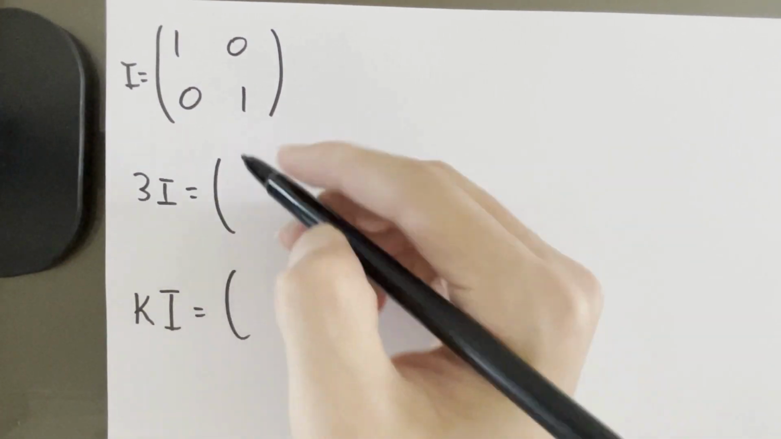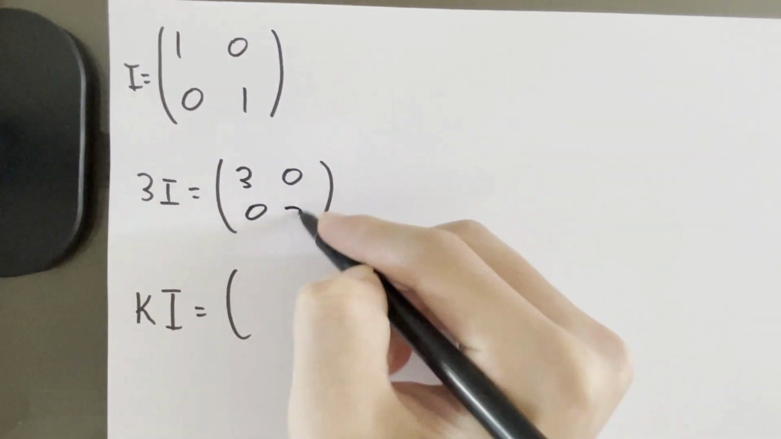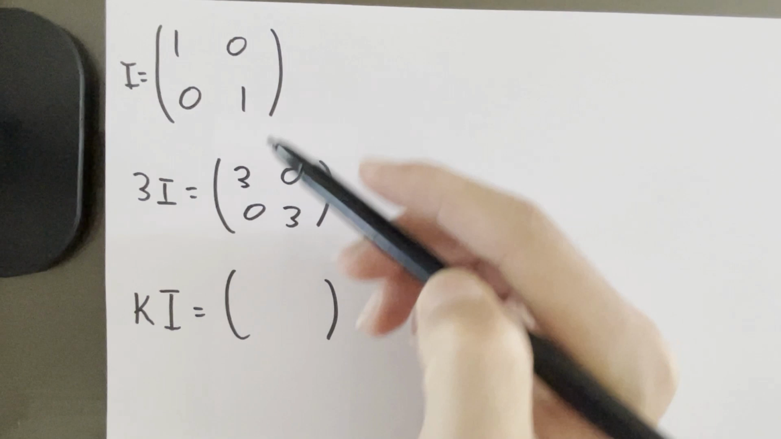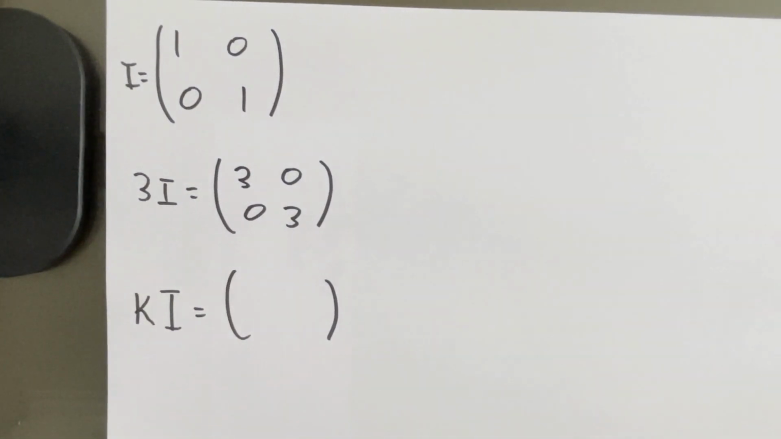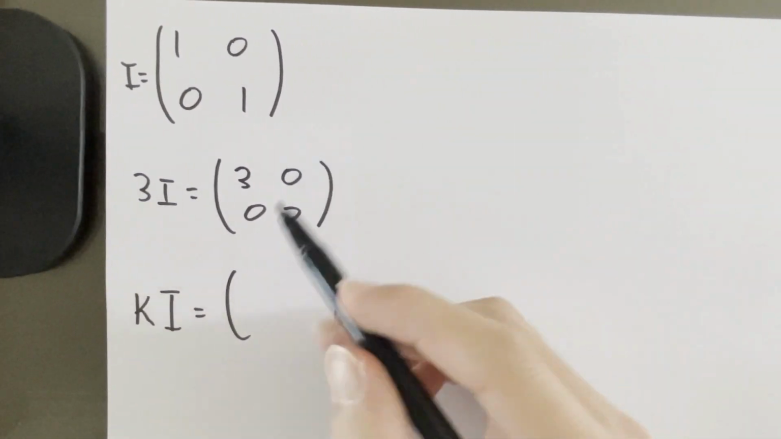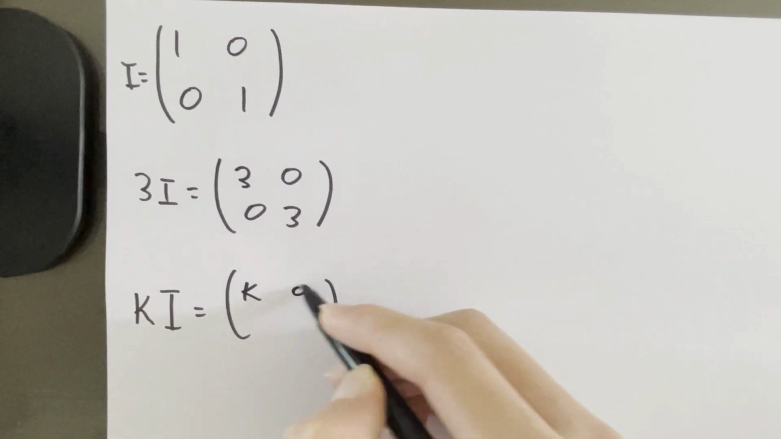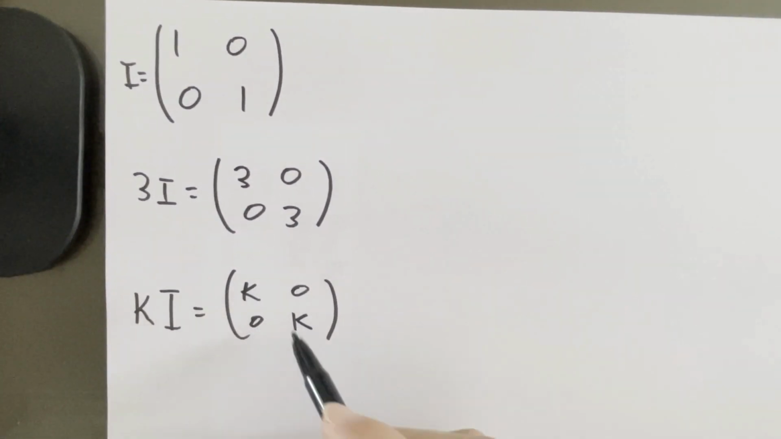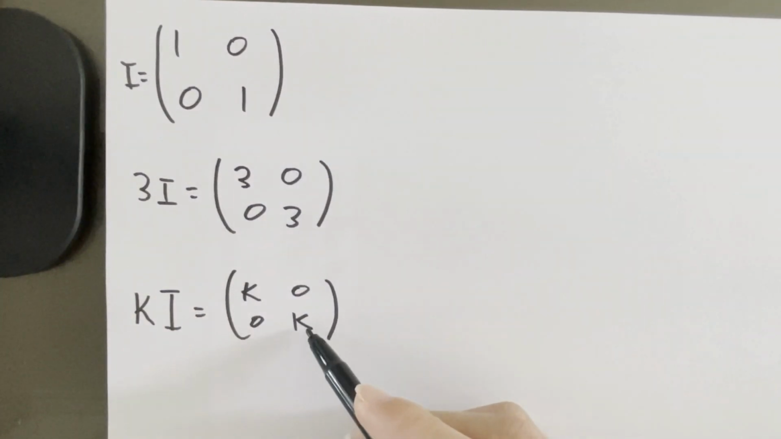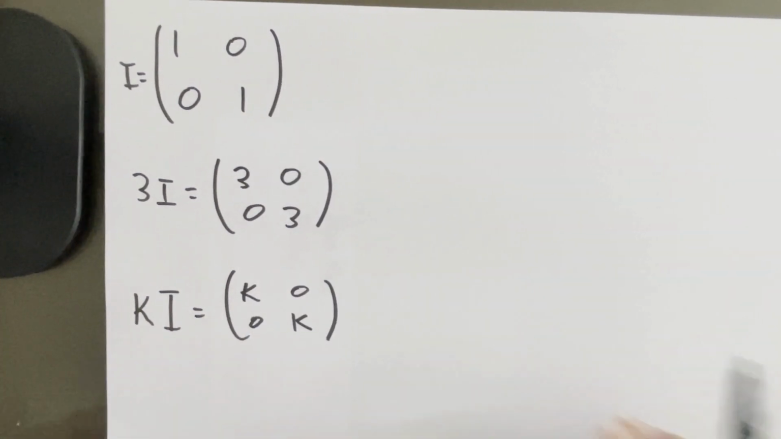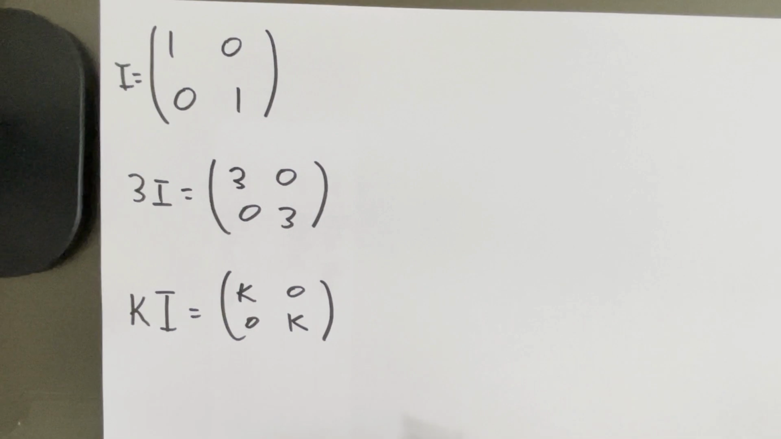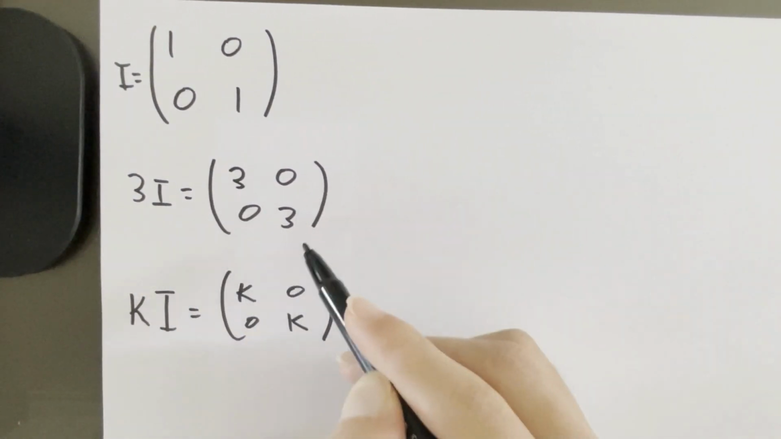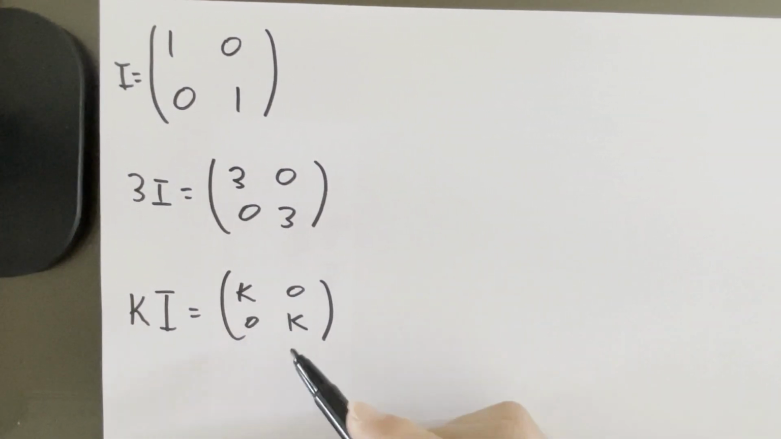So 3I should be [3, 0, 0, 3], because 3 multiplies with all the 1s. I only did it here, I think my brain just blanked out, so this should be 3 as well. And kI should be [k, 0, 0, k], where k should also multiply with the bottom right one as well, right? Because it's not 0. Many of you guys probably already nailed this. But anyways, 3I should be [3, 0, 0, 3], and kI should be [k, 0, 0, k].